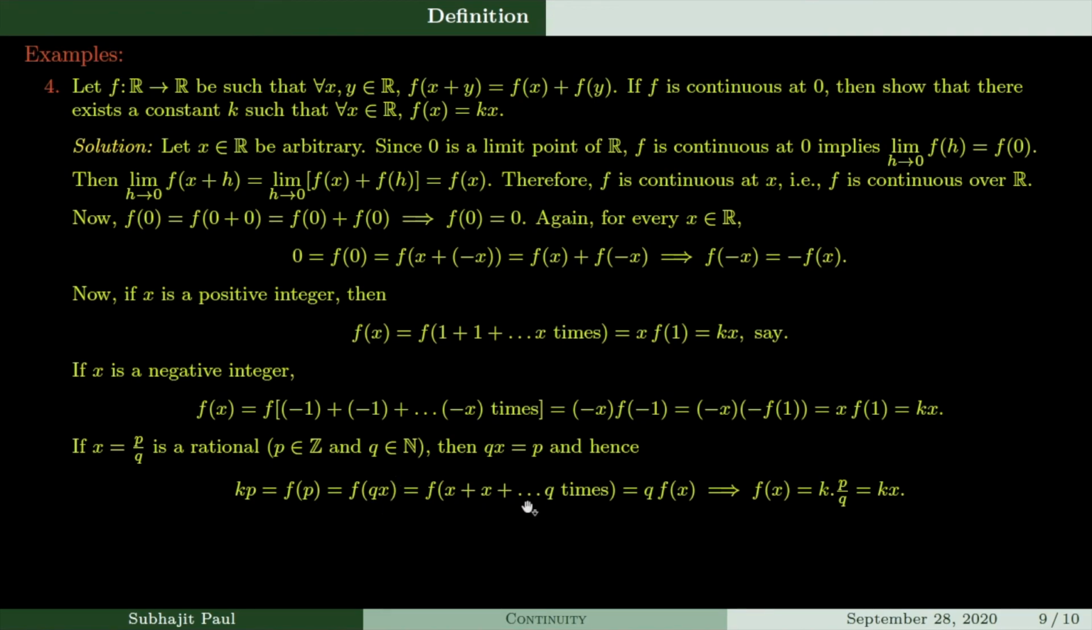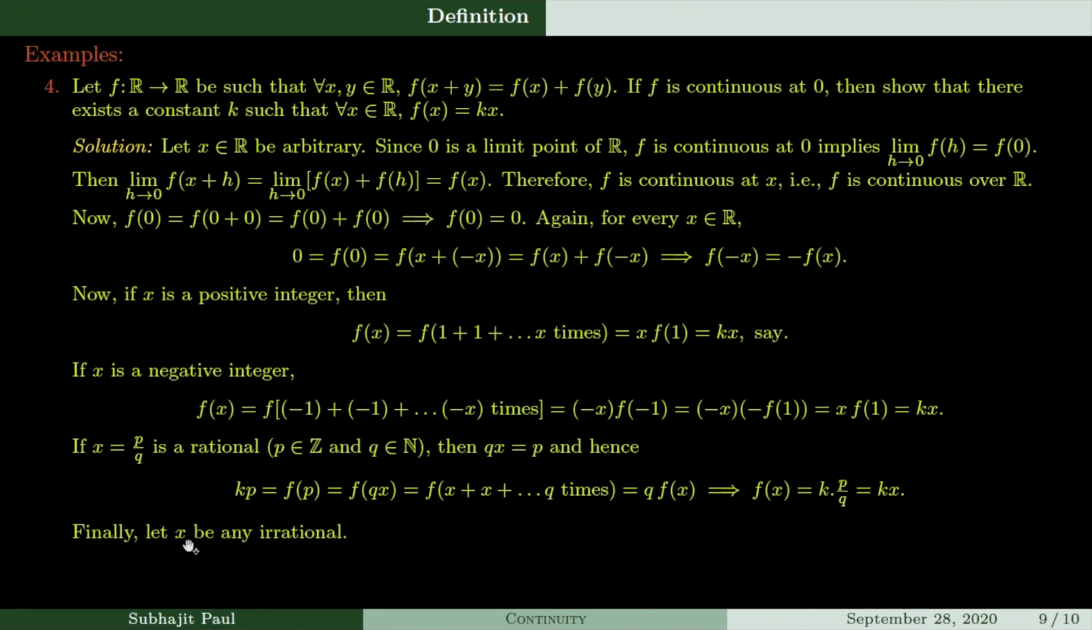qx is x plus x plus x, this way q times. Since q is a natural number, q times makes sense. So f of x plus x plus x, this way q times. Apply additivity again. So this is f of x plus f of x plus f of x, this way it goes q times. So this is q times f of x. Finally, you see, f of x equals k times p over q, that is p over q is your x. So kx. Now what is remaining is the irrational points.